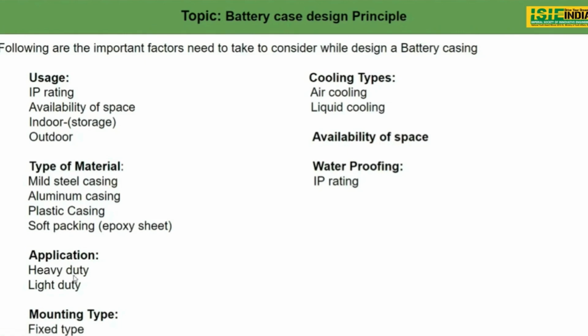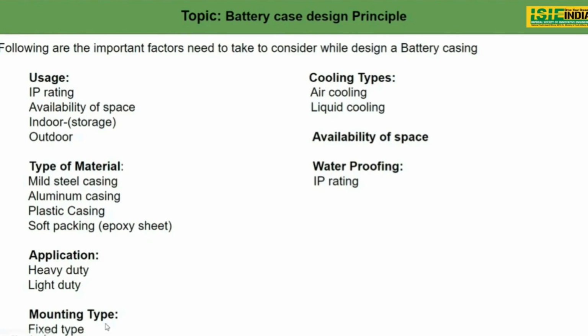The third one is the application. We have seen it already: heavy-duty like forklift, car, and other applications, whereas light-duty like bicycle and bike. Depending on that, we have to design the battery casing.